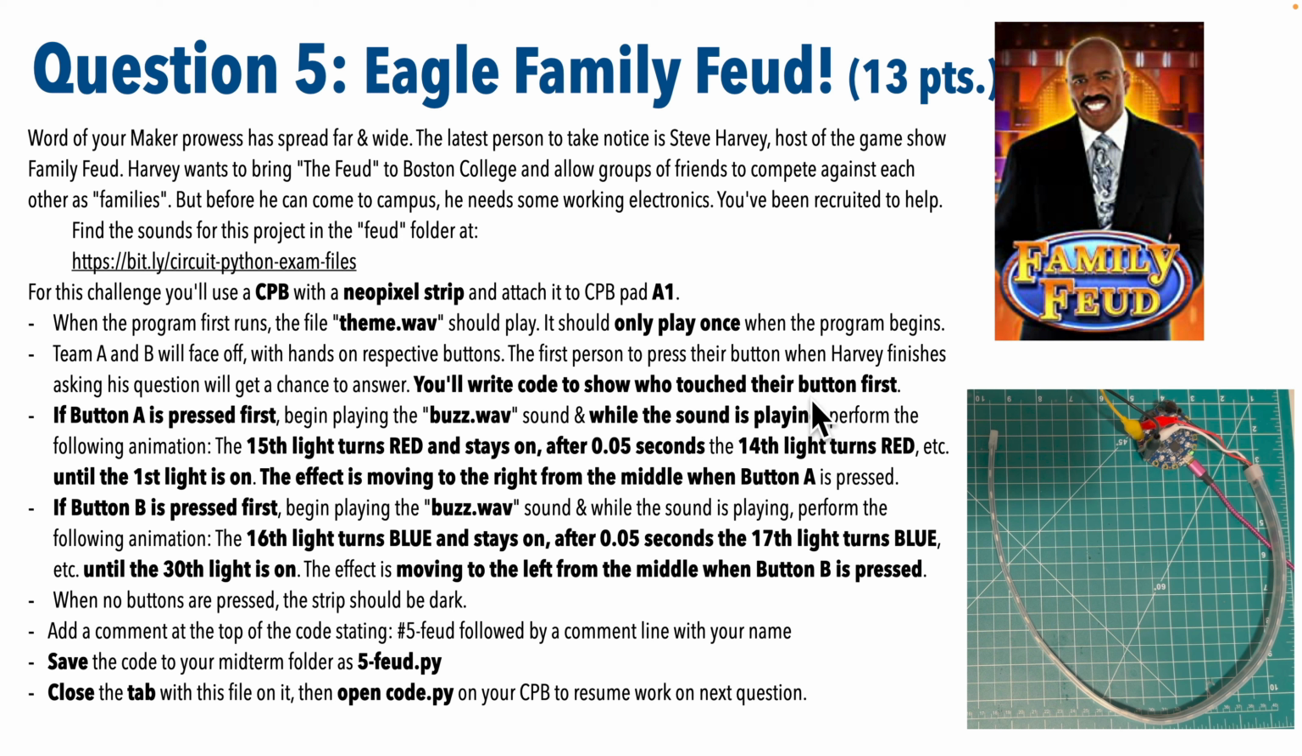Then we should write code to show who touched their button first. So we'll check to see if button A was touched or button B was touched. And depending on which one was pressed, we'll play the buzzer sound for either one that's pressed. But then we'll also move in one direction for red or another direction for blue. So one for A and one for B, starting at the center.